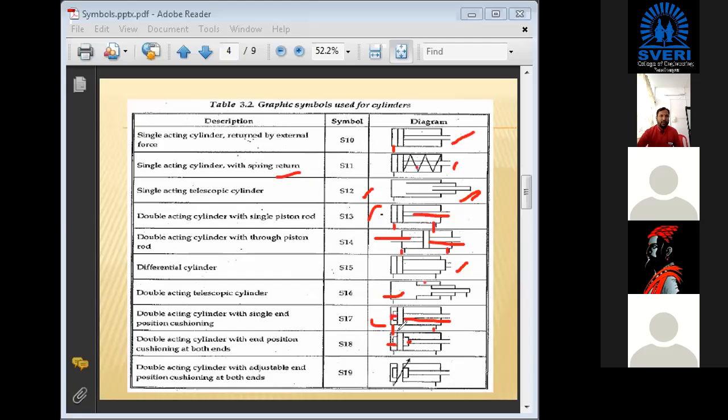This is a piston plunger. Then to represent a double acting cylinder with adjustable end position cushioning at both ends, see, adjustable means this one. So these are the different symbols.